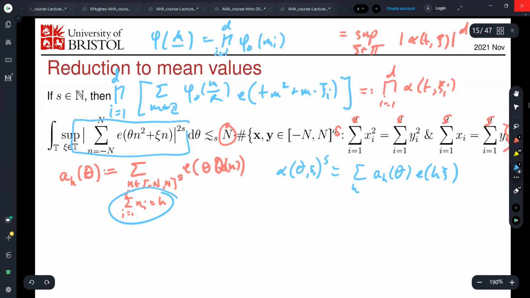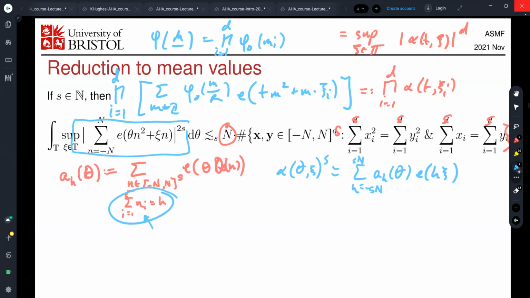All right, what's the range of h here? How big and small can this sum be? Each n_i can be at most n, and there's s of them. And it can be at worst, or at smallest, minus n, and there's s of those too. So this is h equals minus sn up to sn. Basically, there are O of n possible choices for h.